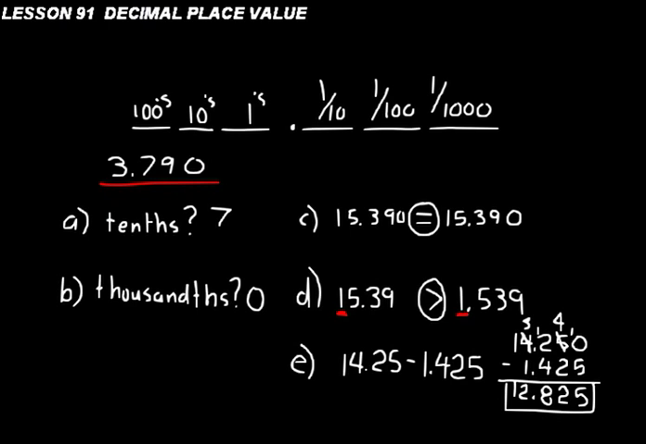Now we could add back up to check our work. Another good idea here would be to estimate on this problem. 14.25, we could round that to 14. 1.425, round that down to 1. 14 minus 1 is 13. We had 12.825. So that number, 12.825, gives us confidence that that is correct. If we had 12.1 for an answer, then we might want to check our work a little bit more accurately. But since the estimate and our answer are real close, we'll finish there and say that's the answer, 12.825.